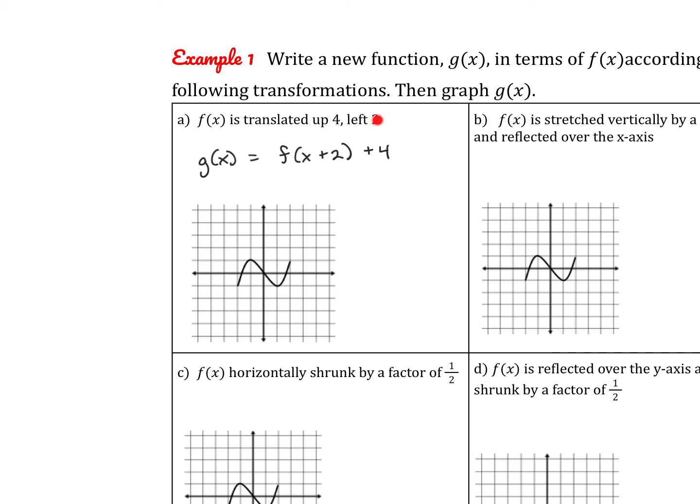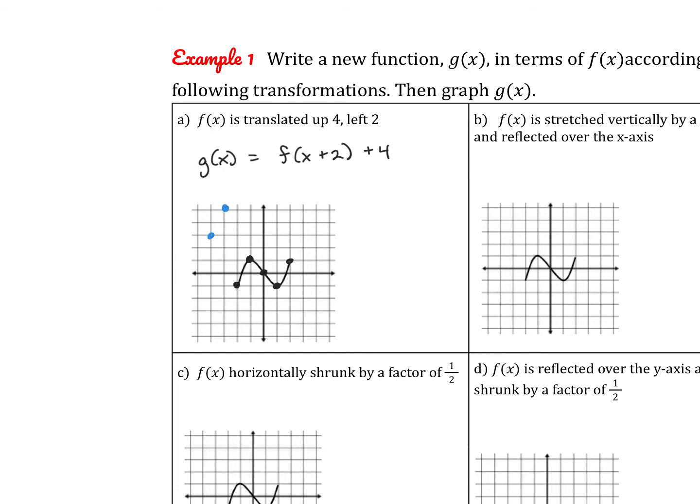So this, since it's horizontal, needs to be grouped with x, and remember it's always opposite. This, since it's vertical, should not be grouped with x, and since it's up, we add. So that one is not opposite. Now to apply this change to our graph, we can take some clear points that we see. So maybe I'll take this point, this point, this point, this point, this point, and we can simply shift them up 4 and left 2.